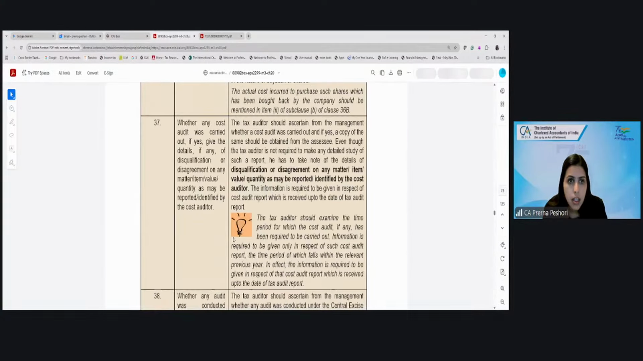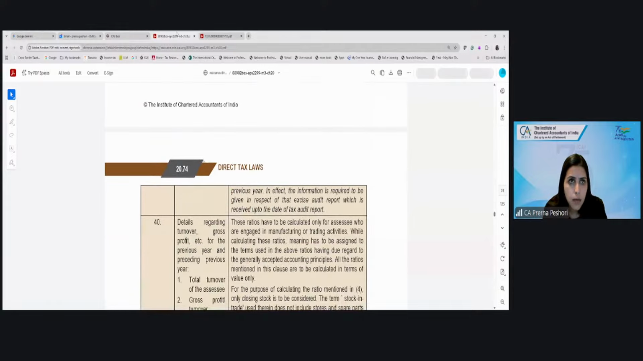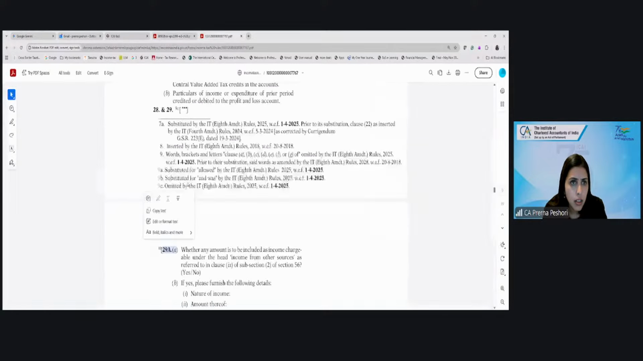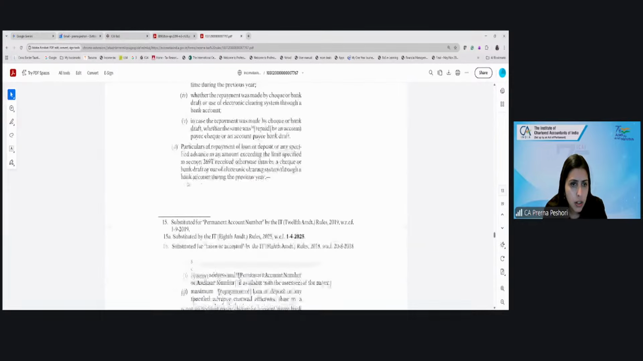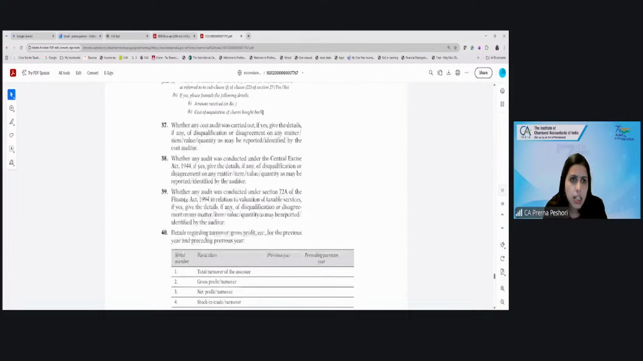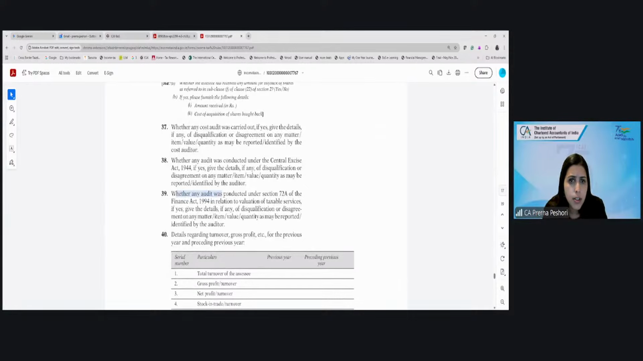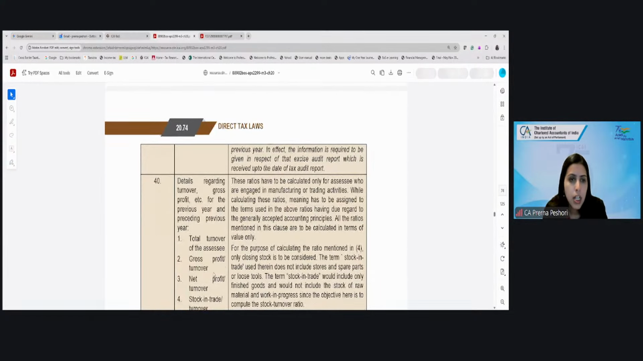Yes. And then next is with respect to clause 40. Why is clause 39 not there? I think 39 again has been omitted. Yeah, 39 is there. Whether any audit was conducted under section 72A of the Finance Act in relation to valuation of taxable services. Again, this is service tax audit. So if there is something like that, you need to report it.